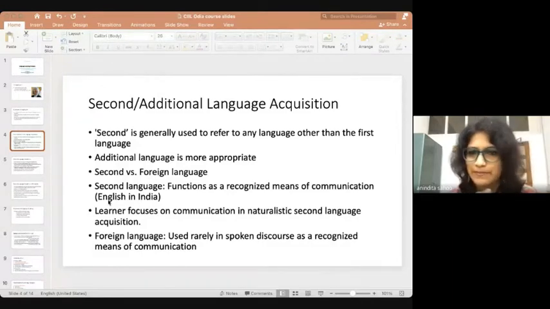And beyond the age of puberty, that acquisition process gets stopped in the human brain.